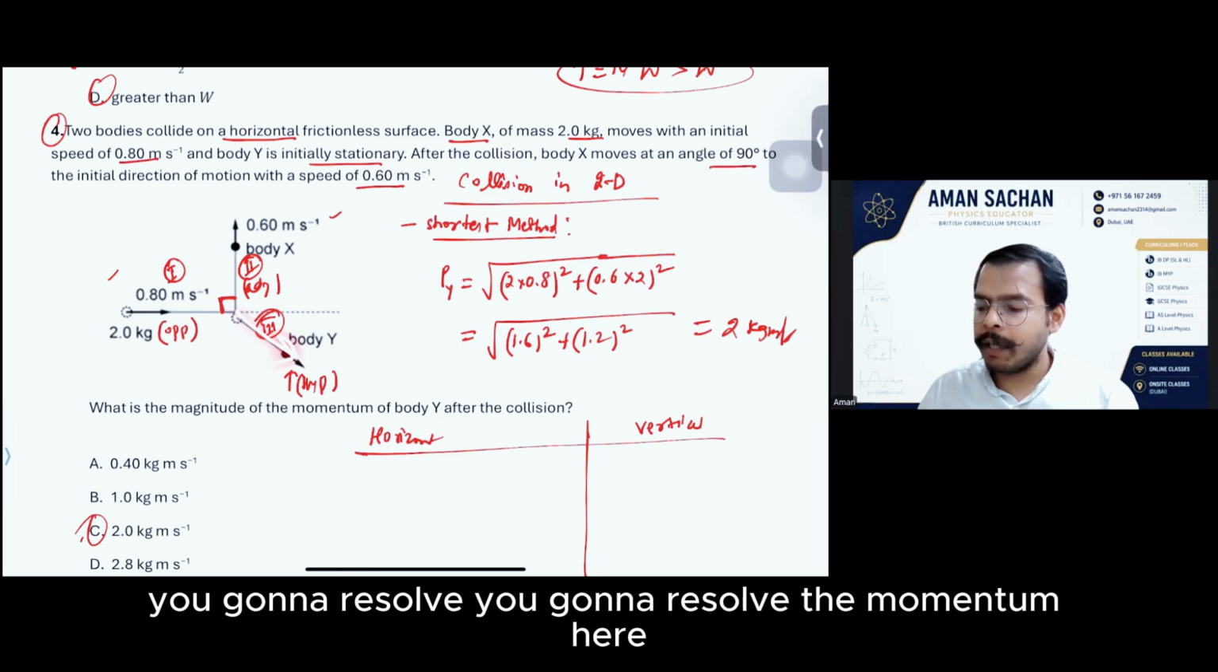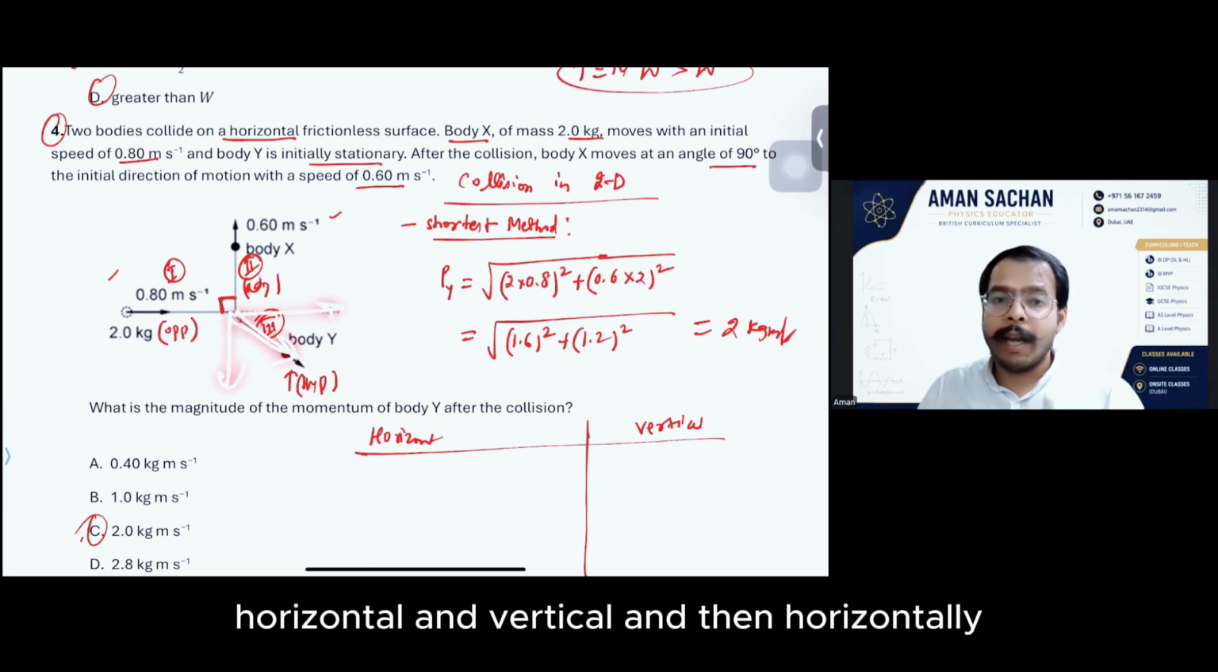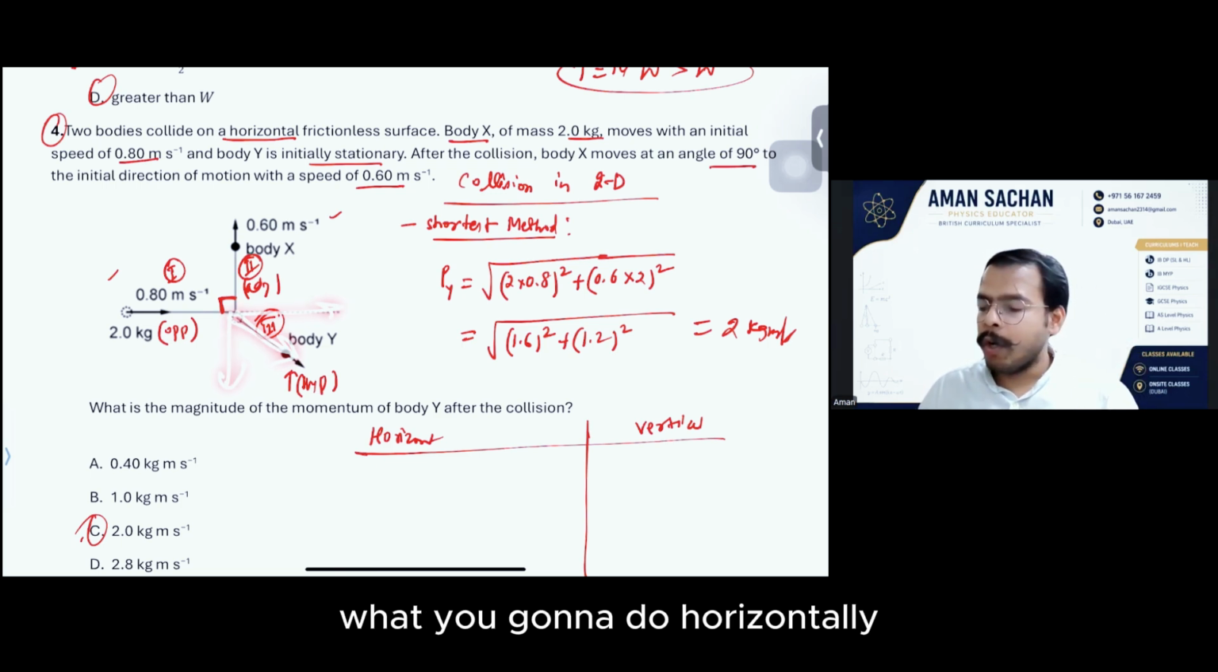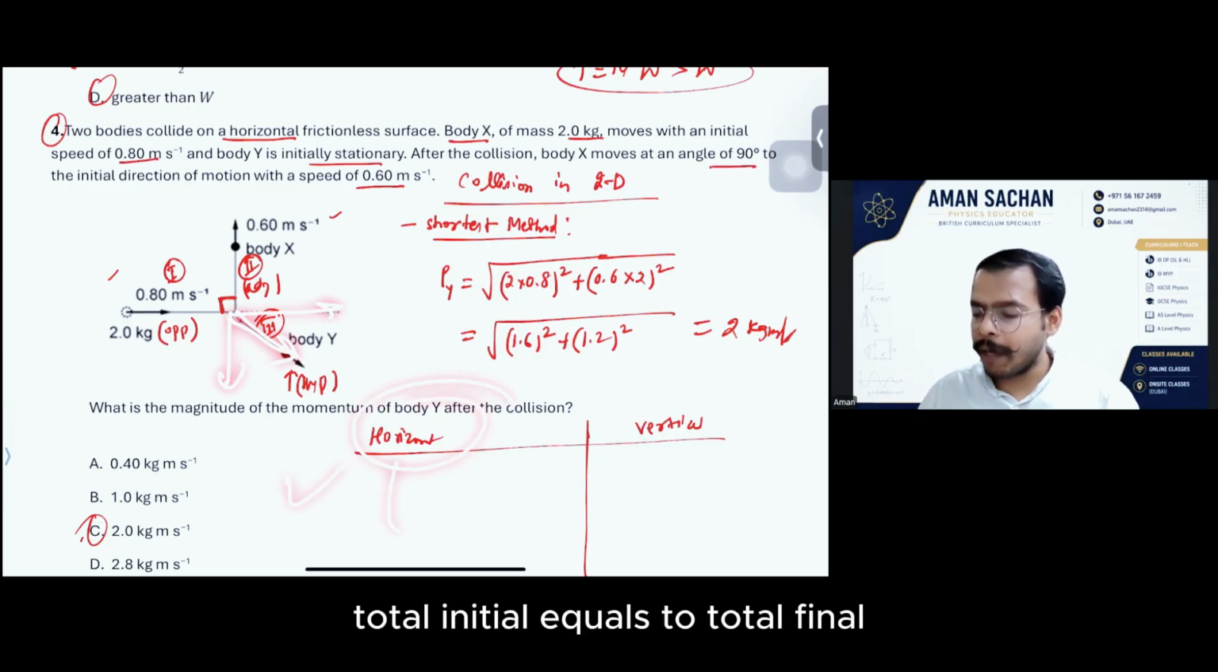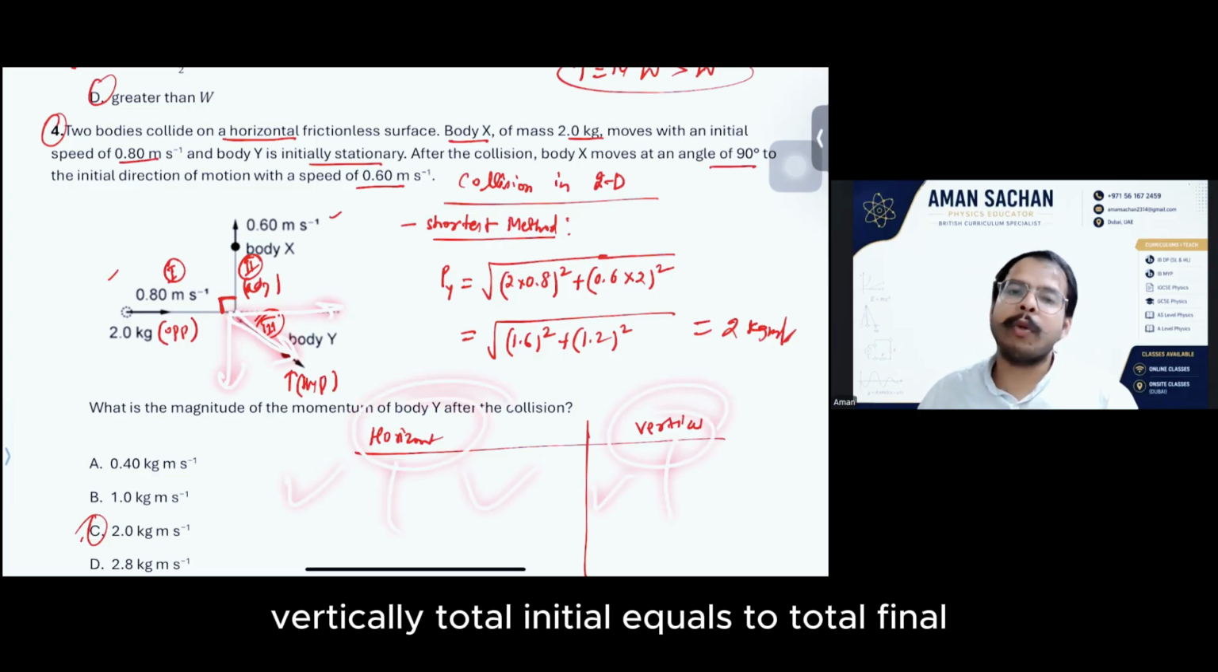You're going to resolve the momentum here, horizontal and vertical. And then horizontally, what are you going to do? Horizontally, total initial equals total final. Vertically, total initial equals total final.